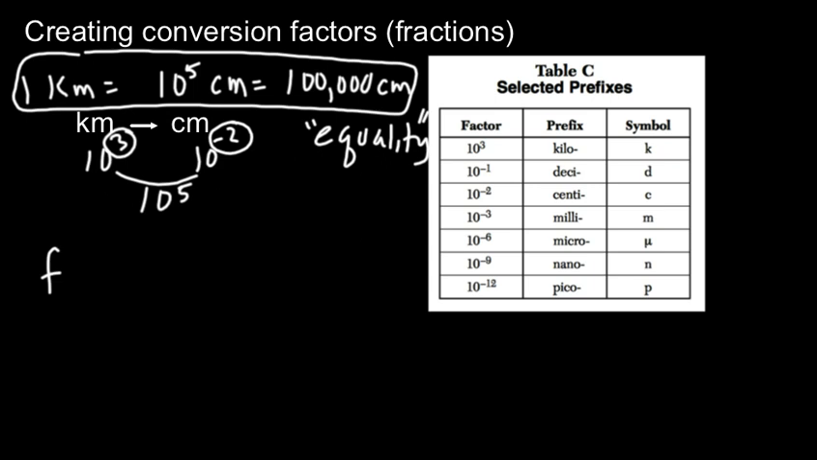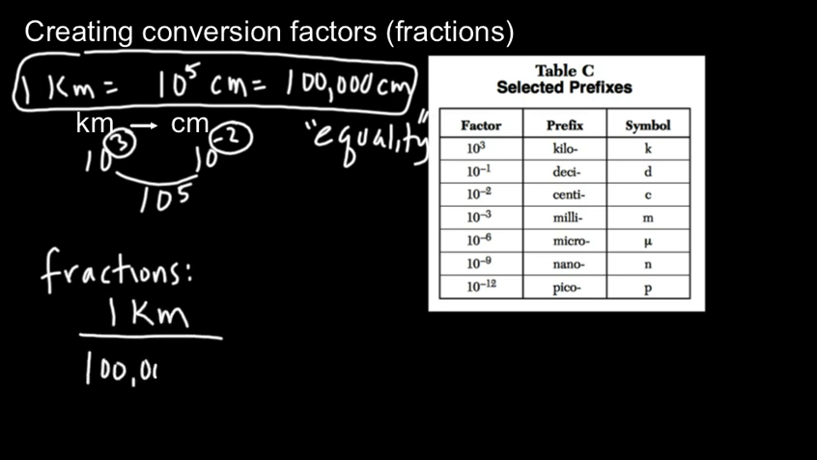And your possible fractions or conversion factors that you will use will either be 1 kilometer over 100,000 centimeters, or you will use 100,000 centimeters over 1 kilometer. Depending on the direction of your conversion, you may need to use either one of these fractions.